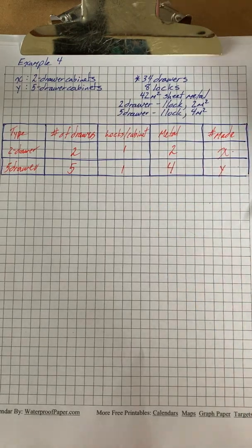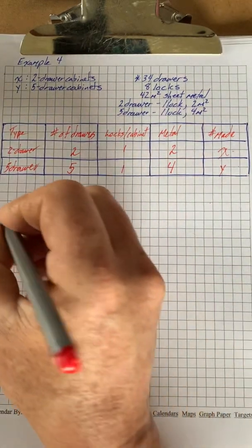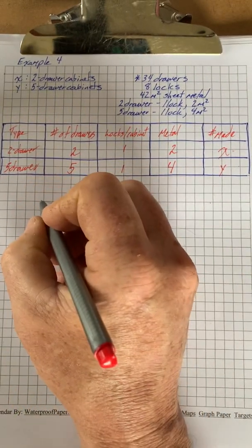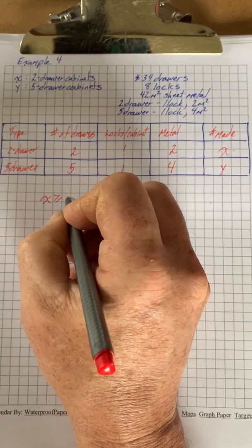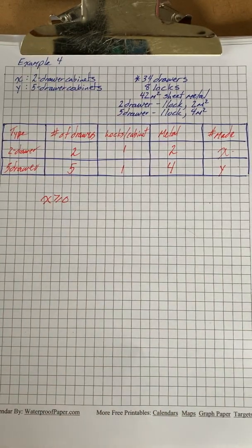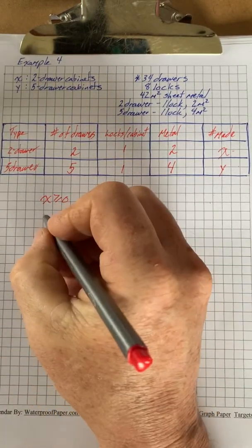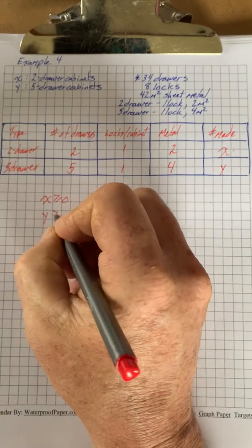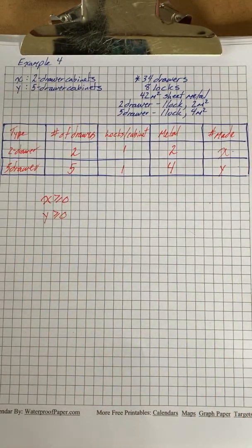So now from that, we start writing constraints for the situation. Well, the first 2 are basic. We've got X will be greater than or equal to 0. That should be fairly obvious. And Y will be greater than or equal to 0 because you can't have a negative number of cabinets.